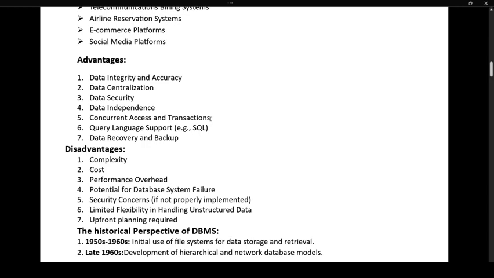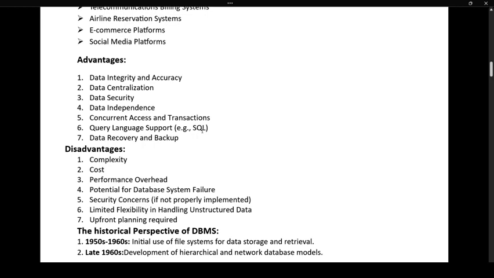Concurrent access and transactions. Concurrently, we can access the information in parallel, as well as transfer the information. And query language support, SQL. For this purpose, as we said, we can access, retrieve and modify.